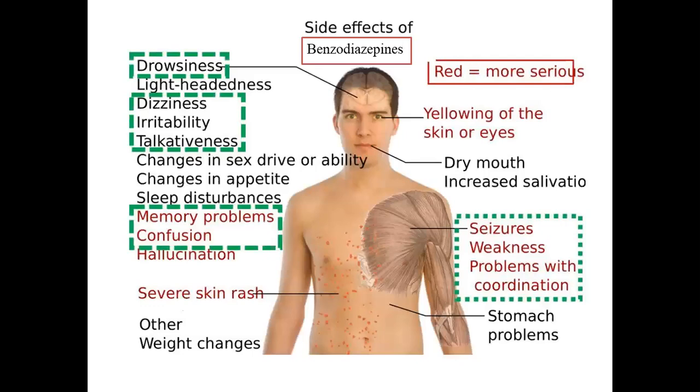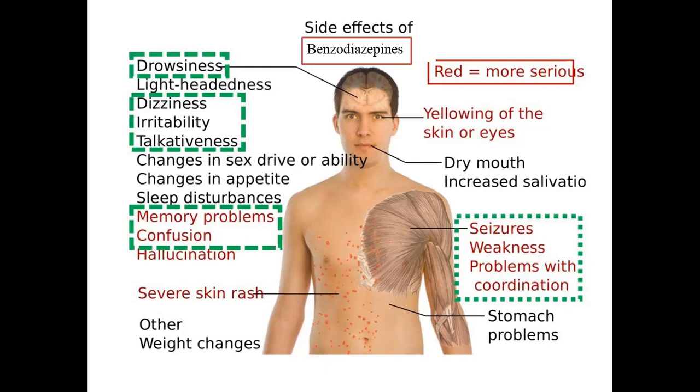So this is a picture summarizing the effects, or rather side effects, of benzodiazepines. Starting from the eye in a clockwise direction, we have yellowing of the inner eye, which means icterus, a sign of jaundice. Dry mouth with increased salivation. Seizures can also occur, especially when there is withdrawal. Weakness and problems with coordination can also be seen.